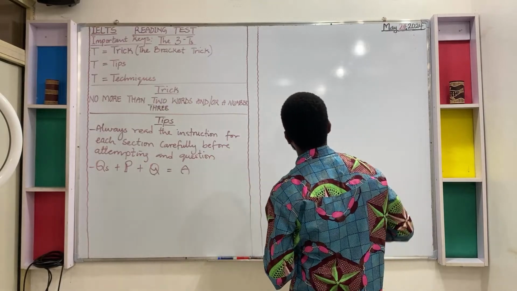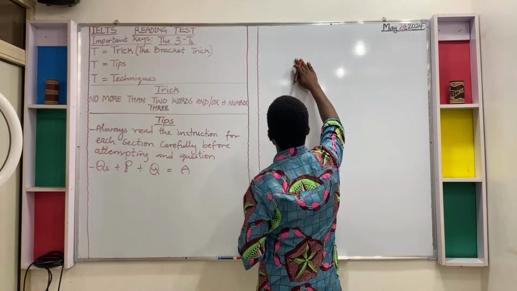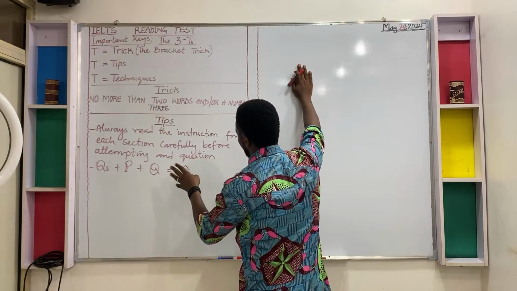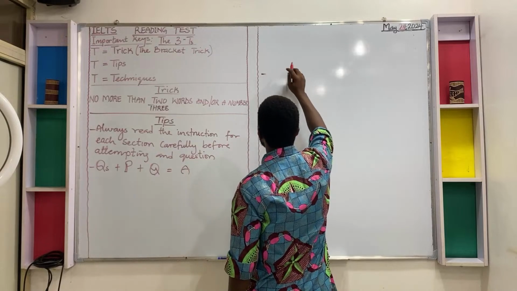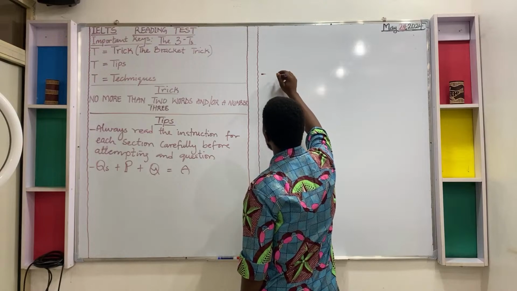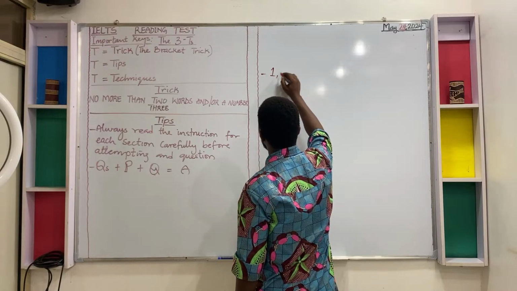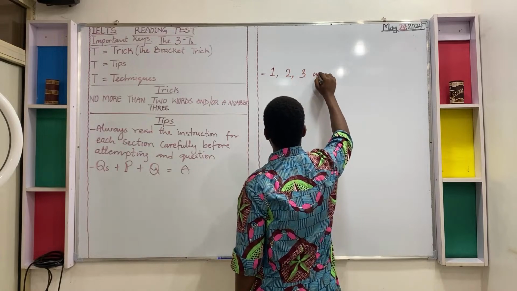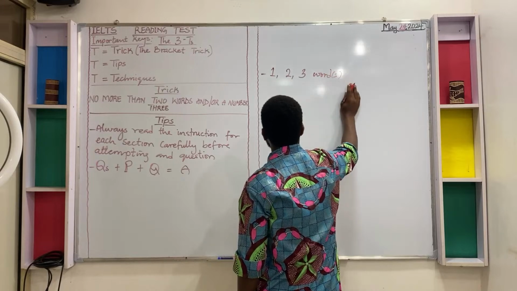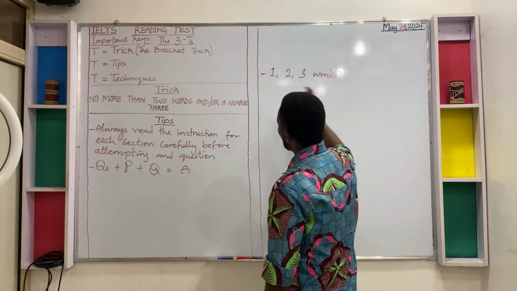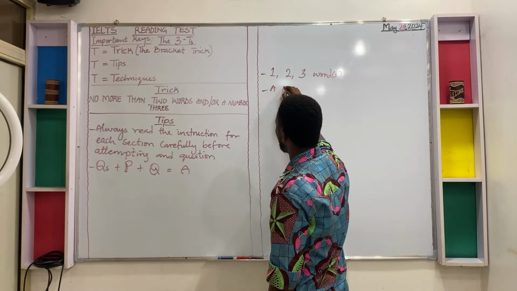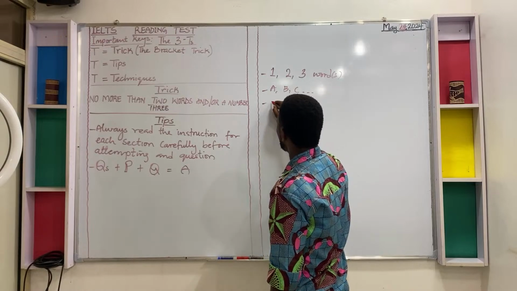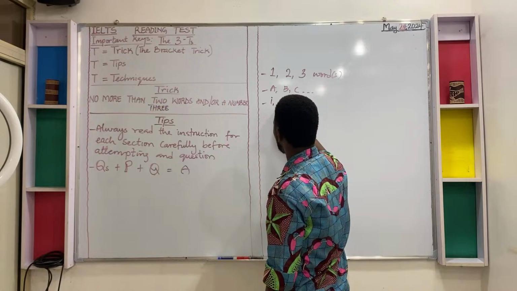So what are the reasons for emphasizing reading instructions before attempting any question? One, when you read instructions, they will help you to identify how many words your answer should contain, whether you are talking about 1, 2, or 3 words, right? It will also help you to identify if your answer should come in A, B, or C. Reading instruction will help you to identify if your answer should come in Roman numerals.